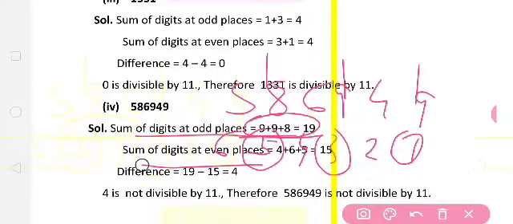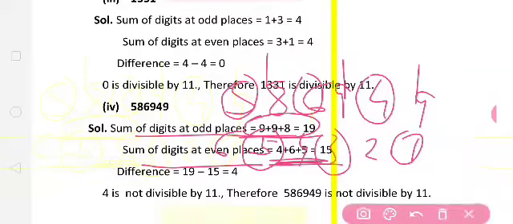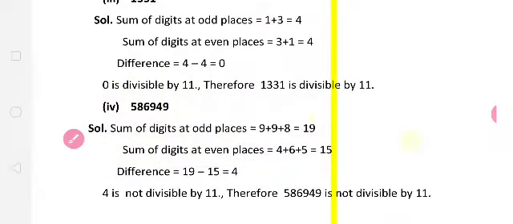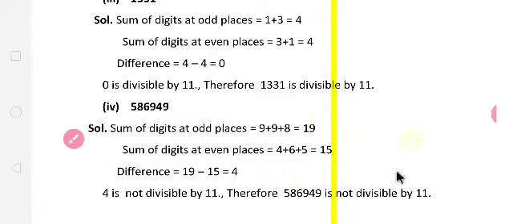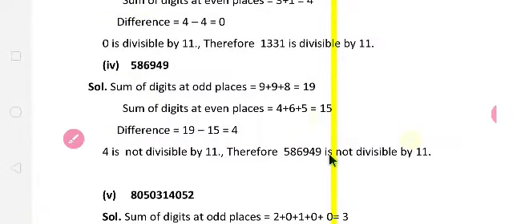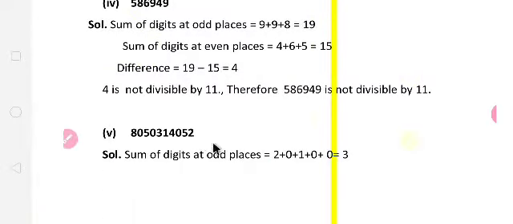Sum of digits at even places. Even places means the left numbers 4, 6 and 5. So 4 plus 6 plus 5 is equal to 15. Now find the difference, means 19 minus 15, which is equal to 4. And we know that 4 is not divisible by 11. So 5,86,949 is also not divisible by 11.